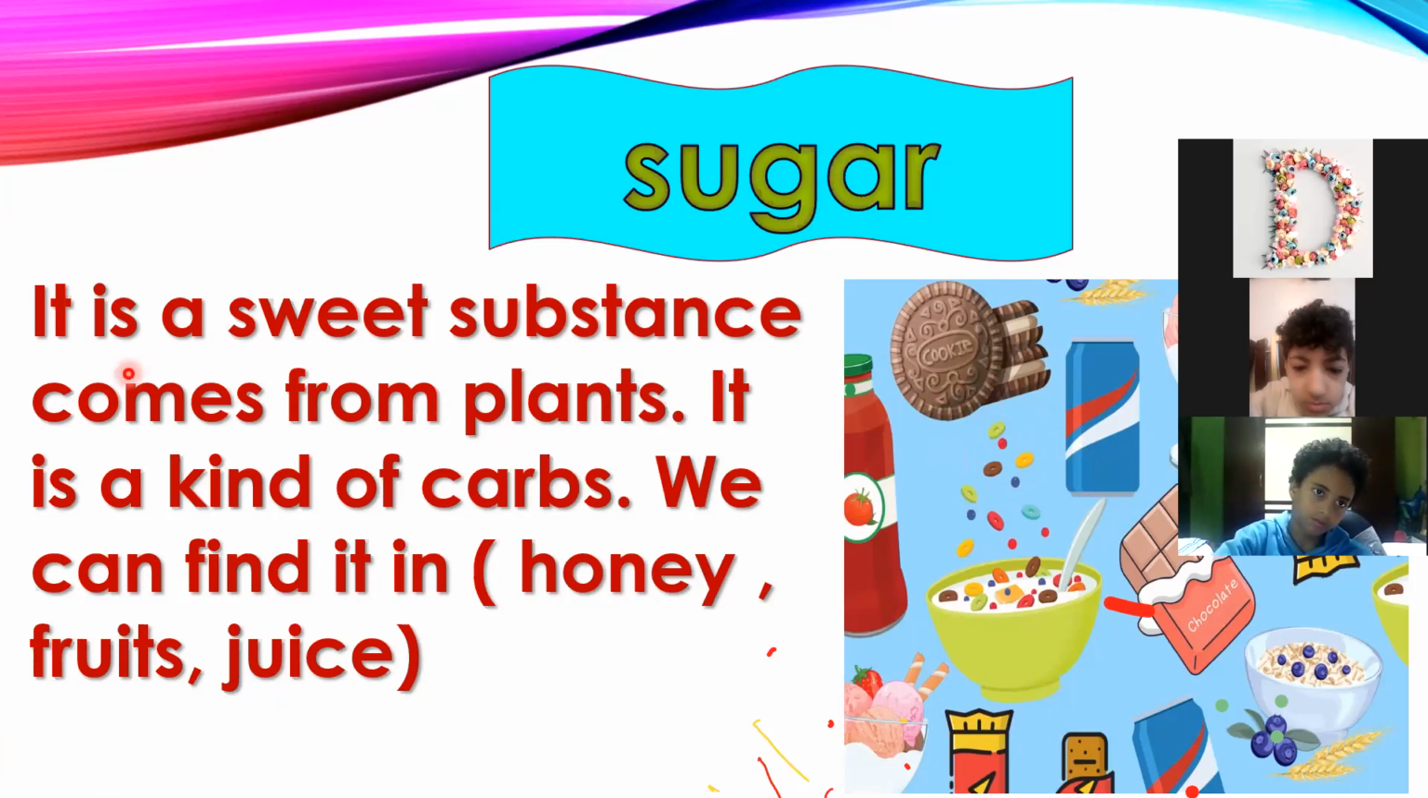So sugar is a sweet substance, it comes from plants, and it is a kind of carbs. We get healthy sugar from honey, fruits, and juice, and we have unhealthy sugar from what? From cookies, cola, ice cream, chocolates, and so on.